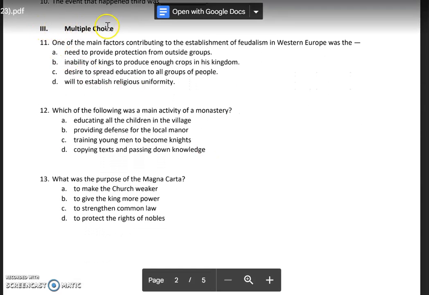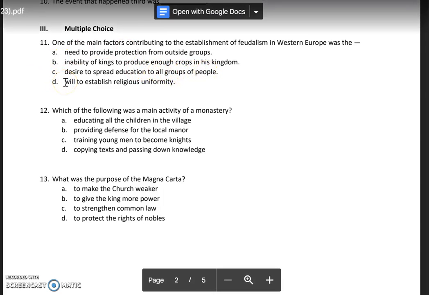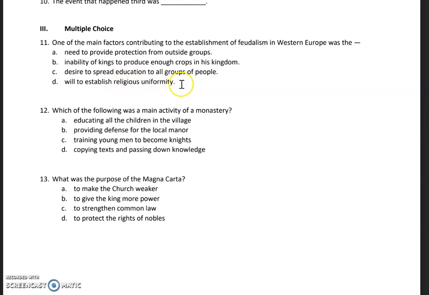The third section is multiple choice. Take your time and use your strategies to answer these questions. Number 11, one of the main factors contributing to the establishment of feudalism in Western Europe was the A, need to provide protection from outside groups, B, inability of kings to produce enough crops in the kingdom, C, desire to spread education to all groups of people, D, will to establish religious uniformity.